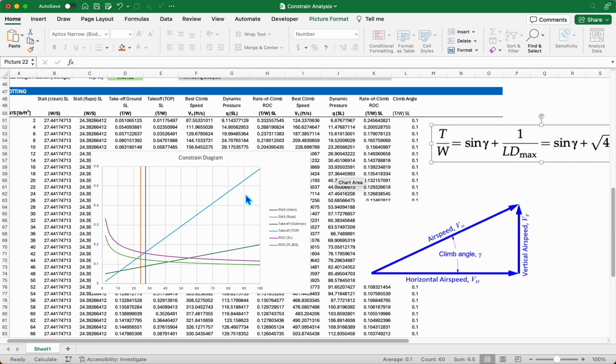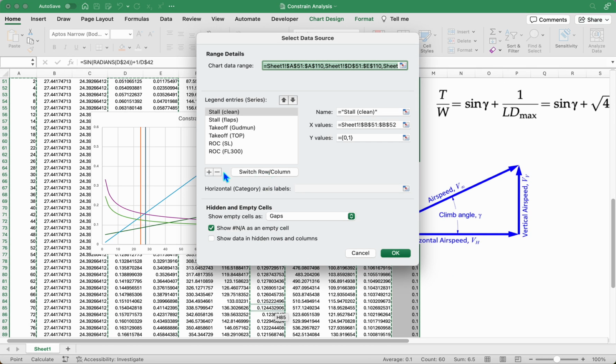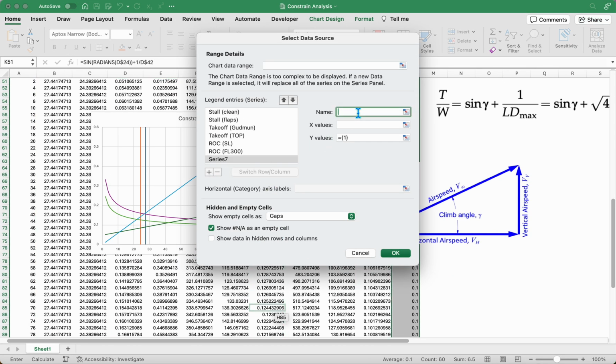So we can add that the same way we would for our stall condition. So I'm going to put this as climb gradient requirement. Just as a side note, the tangent of the angle, our climb angle, is our gradient. So it's your rise over your run.